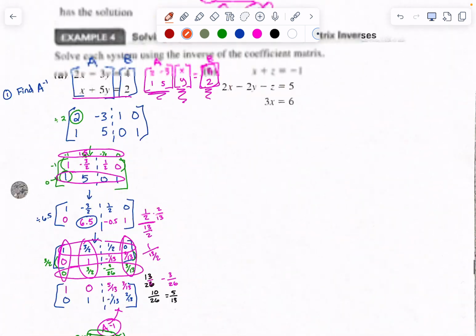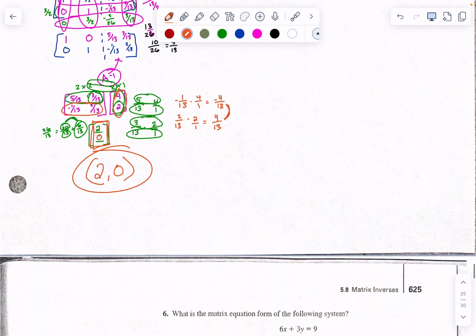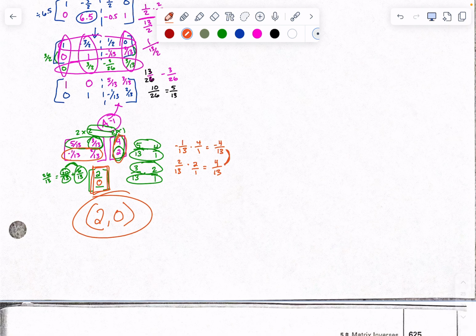That is the place where these guys cross, which you could have done with substitution and elimination. But it just goes to show you that matrices work like that, right? And they're ugly. Hate them. They're stupid. Okay. All right.